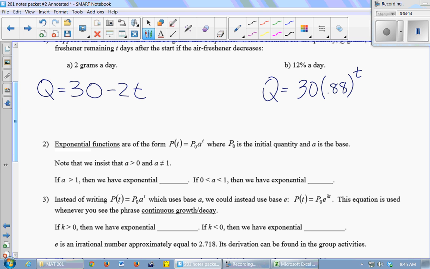Okay. And if A is bigger than 1, what kind of exponential function do we have? Growth. And if A is less than 1, like in our example, because 0.88 is less than 1, what kind of exponential function? Decay.